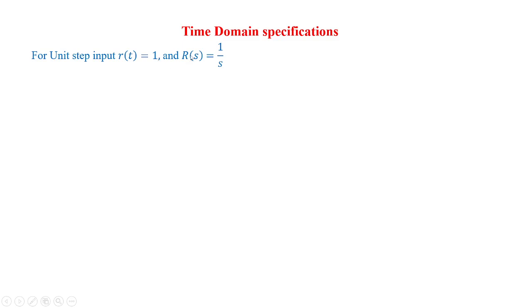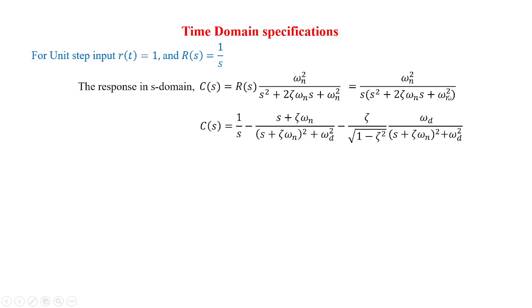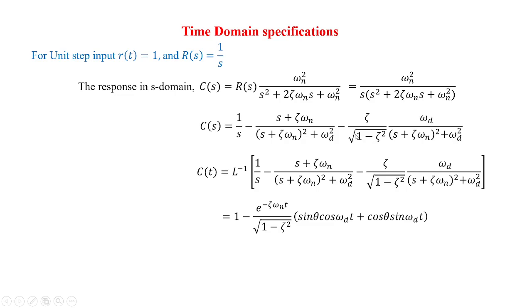Now we have seen that for unit step input, r(t) is 1. When you apply the Laplace transform, R(s) is 1 by s. Fine. When you take the response of output C(s), we are going to get C(s) equal to omega n square by s into (s square plus 2 zeta omega n s plus omega n square). You simplify this equation with partial fractions, and we are going to get c(t) equal to 1 minus e to the power of minus zeta omega n t by square root of 1 minus zeta square, sine of (omega d t plus theta). So this is the standard form of output of a second order system when the input is unit step.